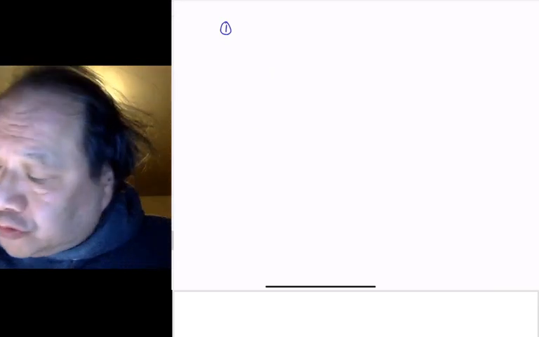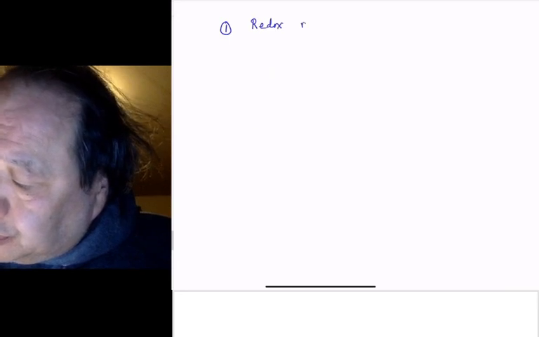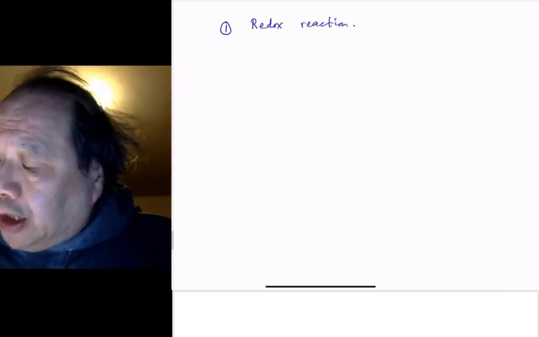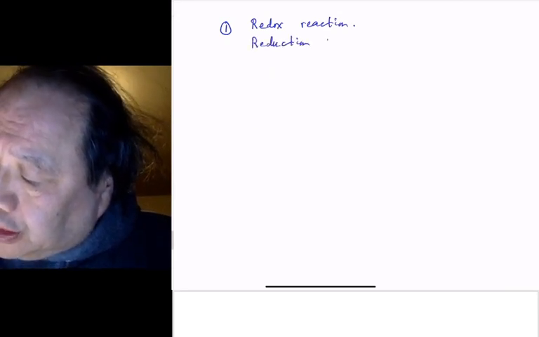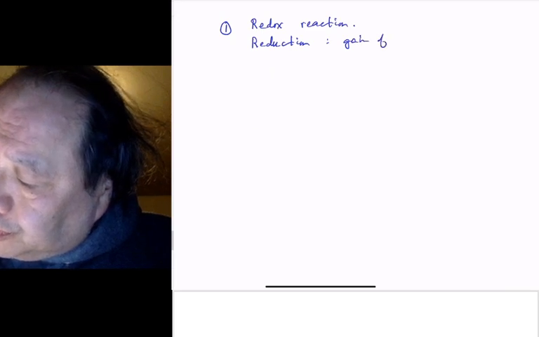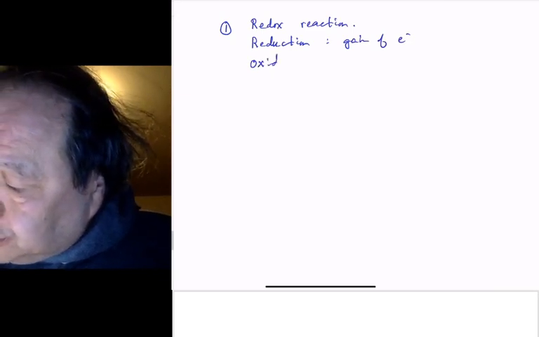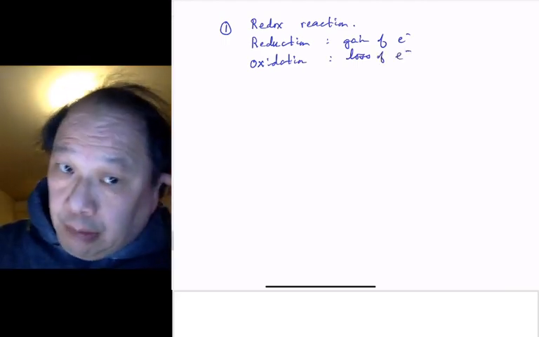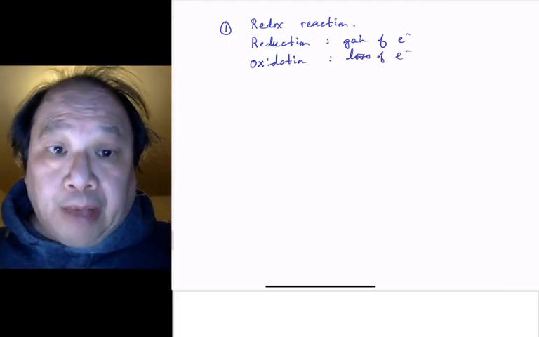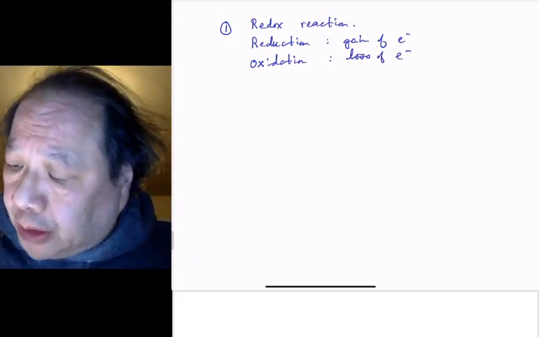The most important, and this is going to be in order of importance, is the redox reaction. Redox, the Re stands for reduction, the gain of electrons, and Ox stands for oxidation, the loss of electrons. And if one atom gains electrons, another atom has to lose electrons. And the most important chemical reactions are redox reactions.